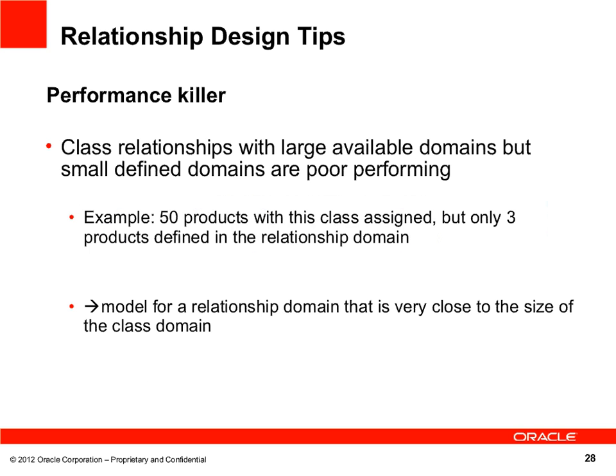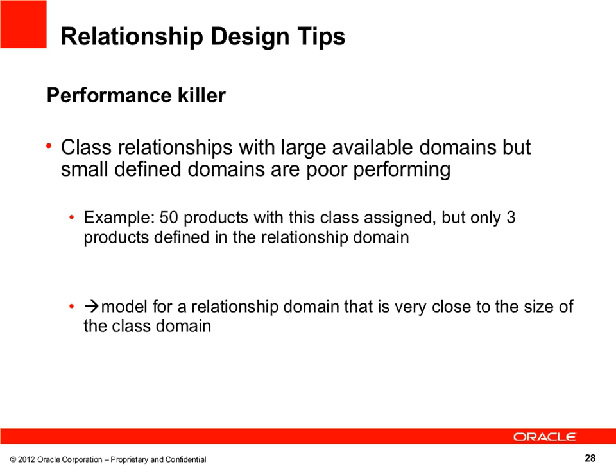Next performance killer is that you have a class relationship with large available domains but small defined domains. They are very poor performing relationships. Example is, for instance, you have a class which is attached to 50 products. So this class has 50 products as its domain, but you only use 3 products of the 50 products in the relationship within the eConfigurator and define them.